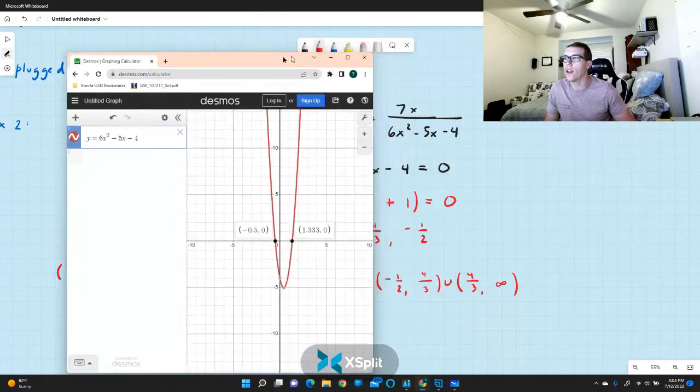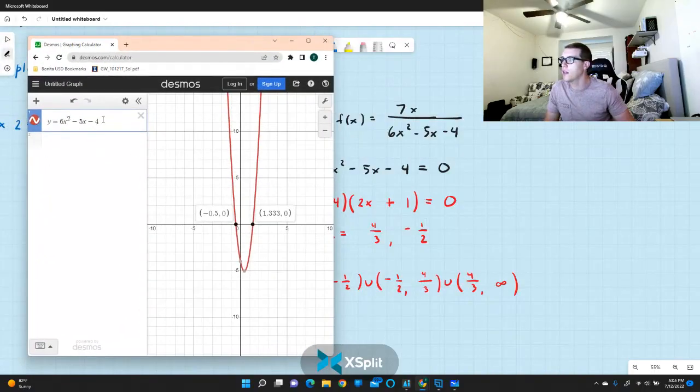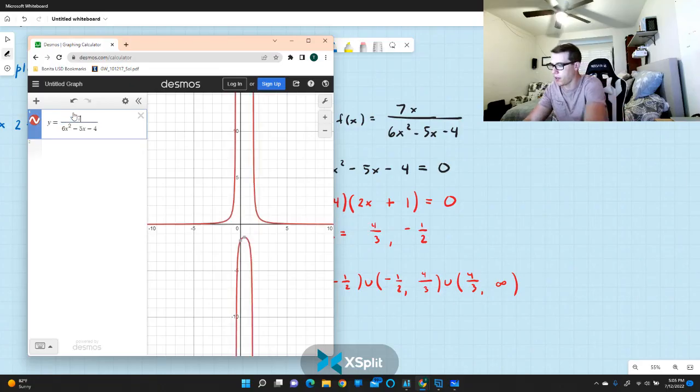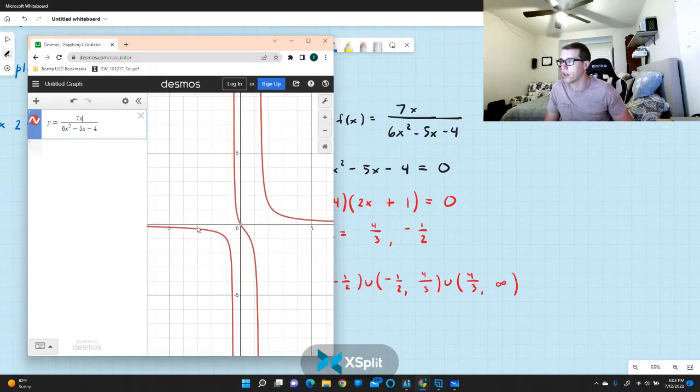The other way you can check your answers on Desmos is you can graph these things. So let's see if I can do this quickly. Control C, Control V, 7x. Oh, look. If we're looking at the domain of this function, it looks like the thing exists all the way up to, but not at negative 1/2. And then same thing, 4/3. There's an asymptote and an asymptote.